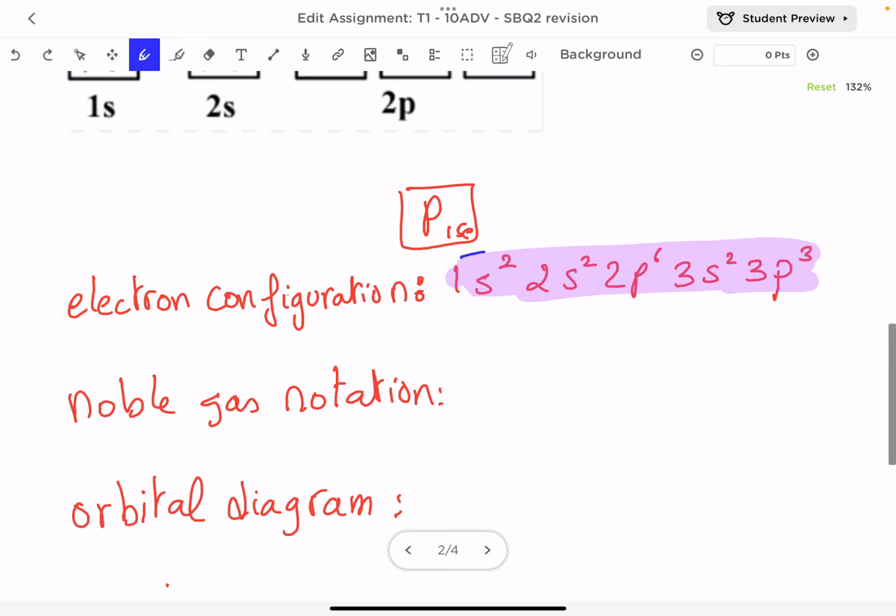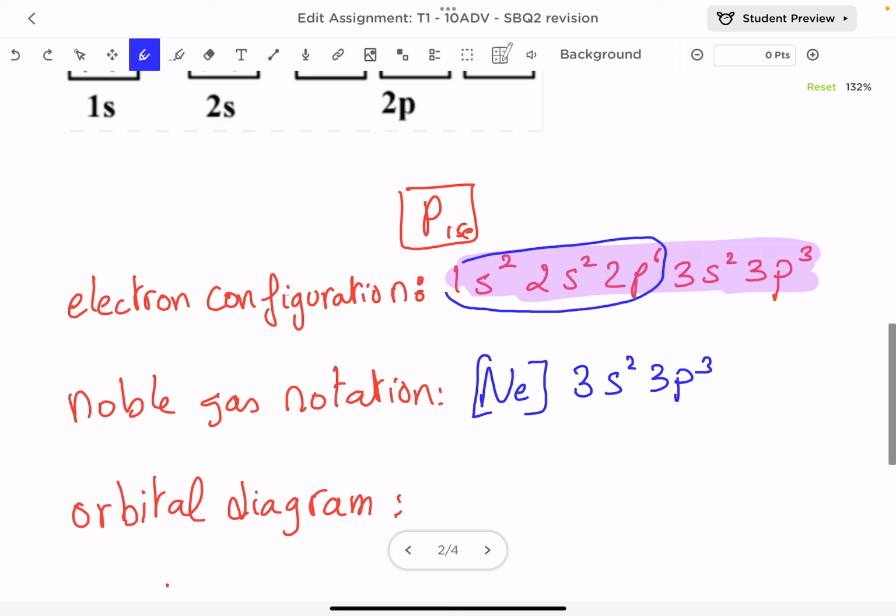Now, substituting this part with Ne and then continuing 3s2, 3p3, this is called a noble gas notation, which means you choose a noble gas from the periodic table instead of writing all this part. Ne is equal to 10 electrons, and we continue with the rest.